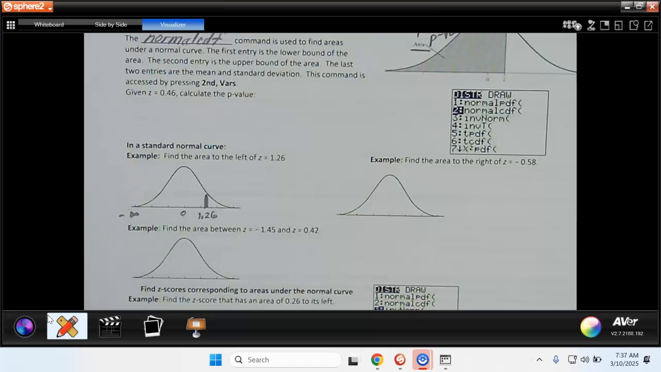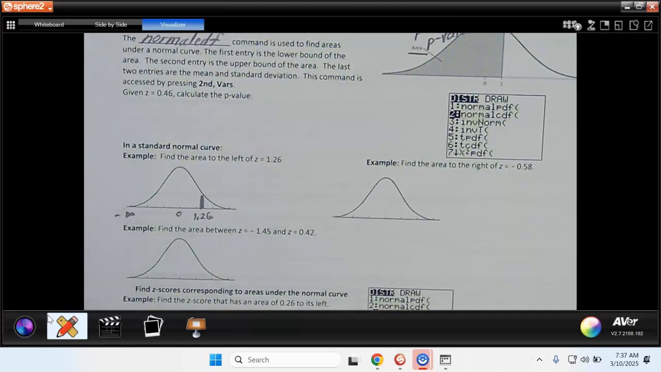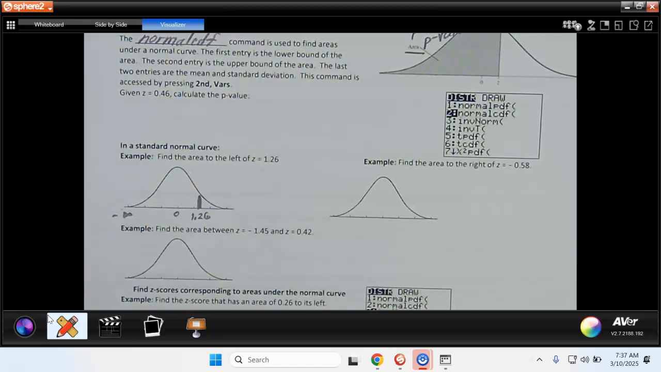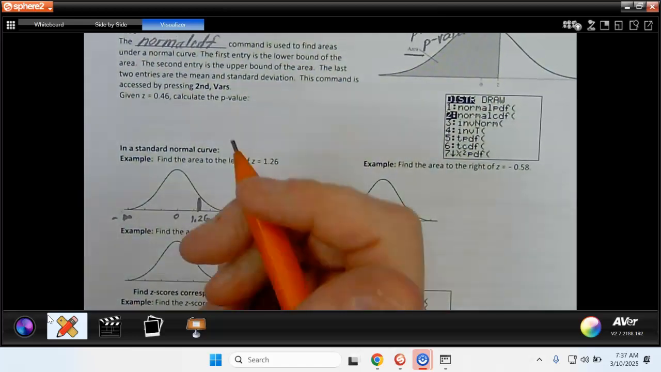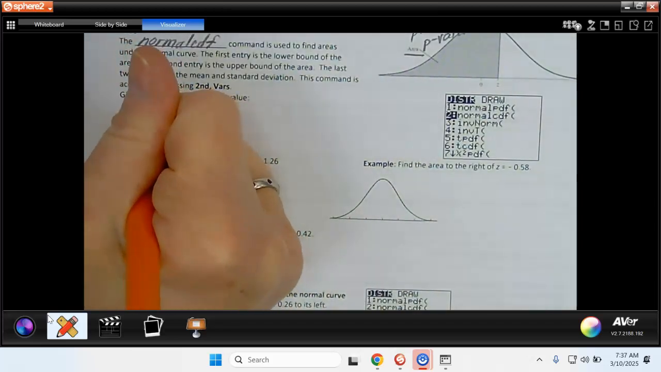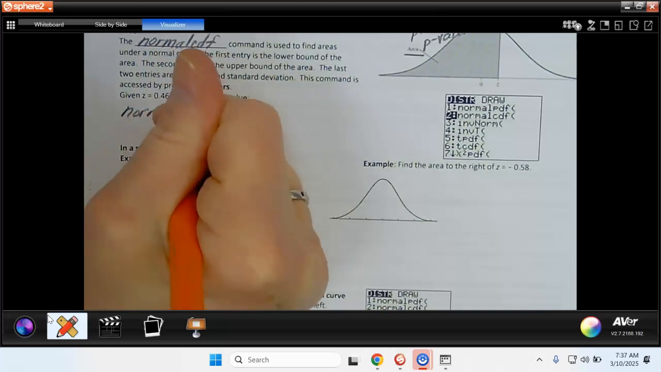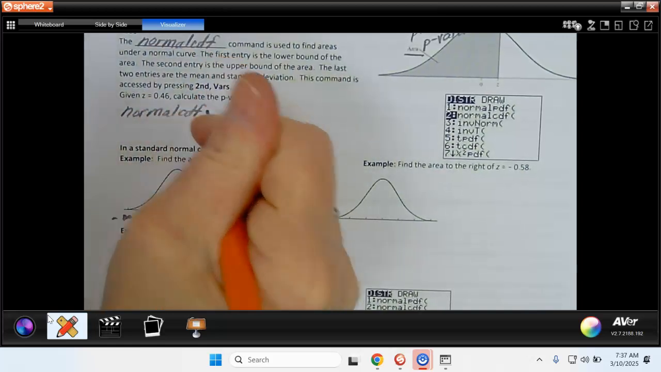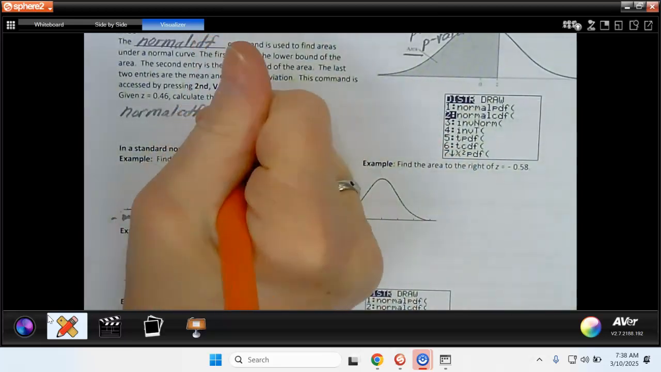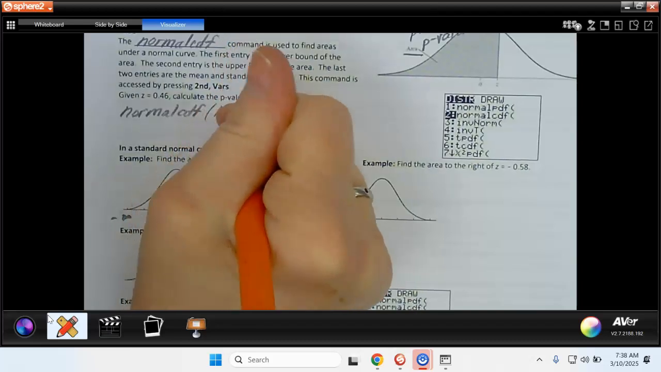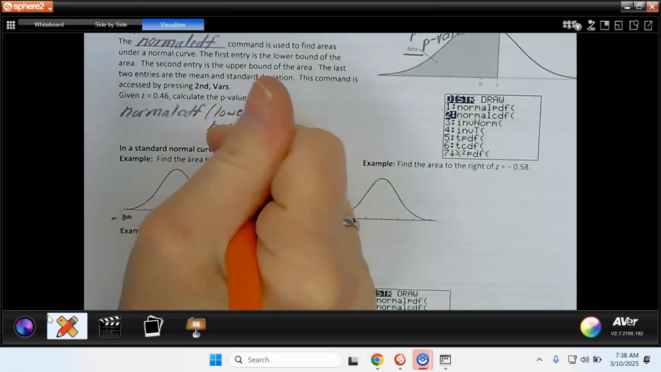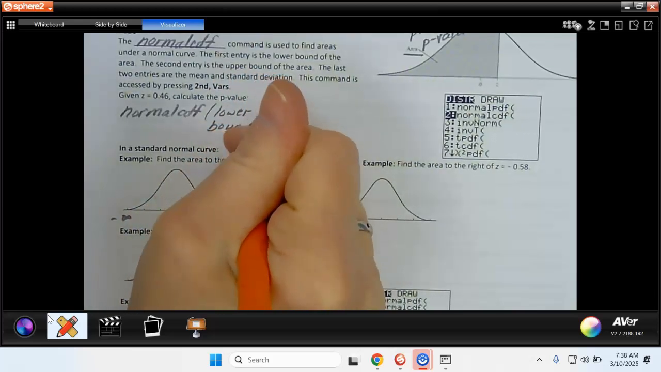Okay, if you are using a little bit older versions of the calculator, I'm just looking to see what you guys have. We're going to use normalcdf, which is under the second VARS. The first number you're going to type in is your lower bound. Now, the newer calculators are going to prompt you for this, so you don't really have to worry about it if you have a newer calculator.